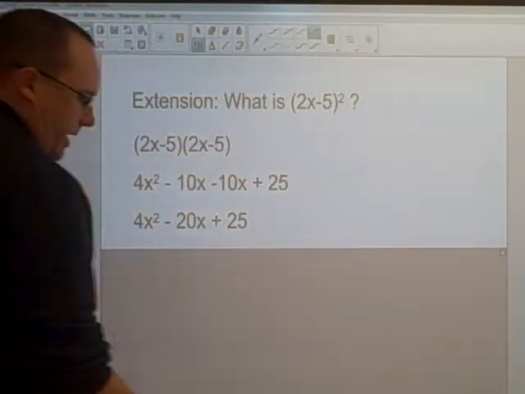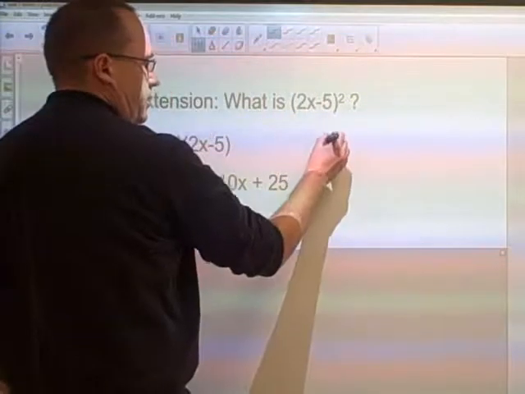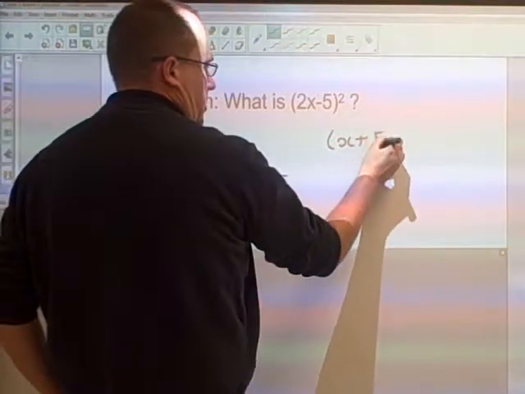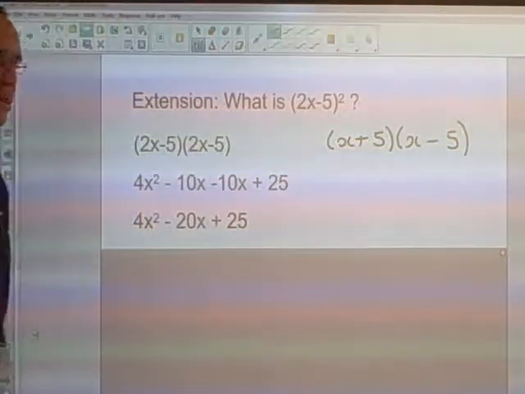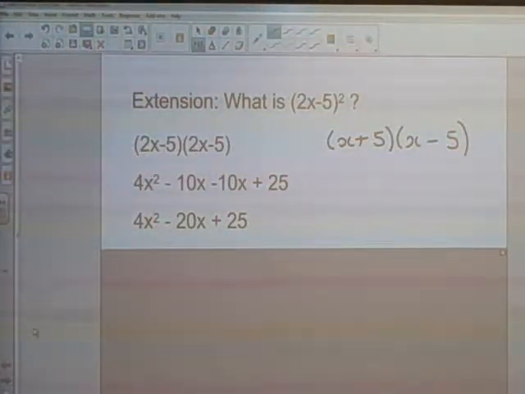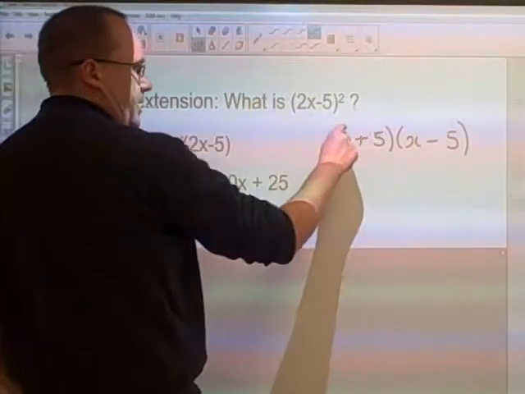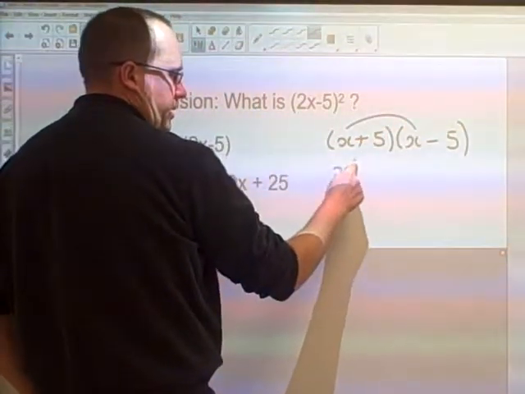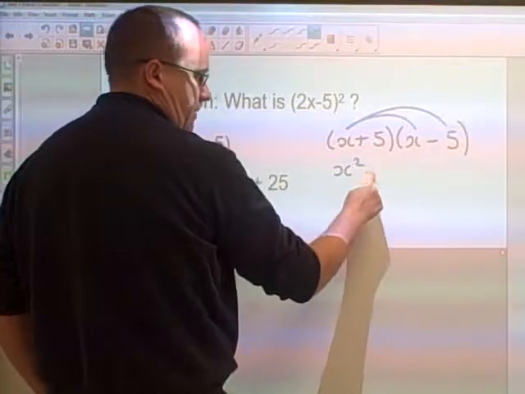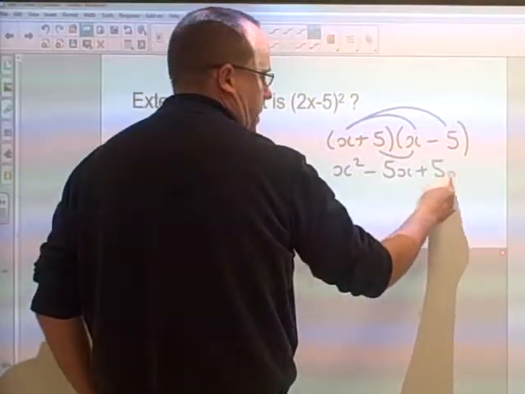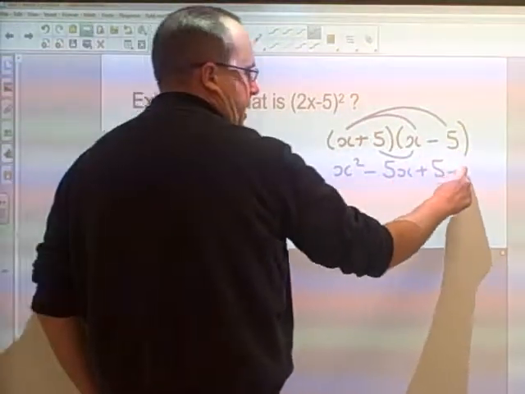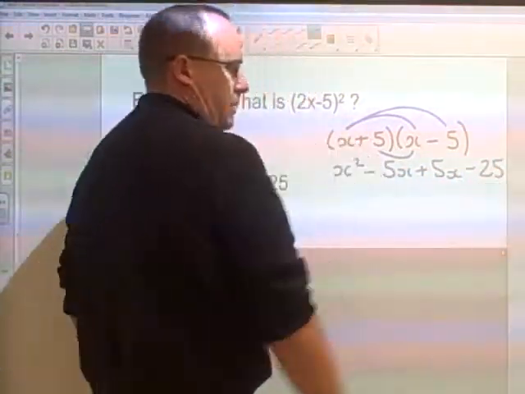Now I'm going to throw in one extra question as well. This is another special question that can be asked as well. So it's basically the same thing. The only difference is one of these is positive, one of these is negative. So if I was to do FOIL on this, x times x, x squared, x times negative 5, negative 5x, 5 times x, 5x, and 5 times negative 5 is negative 25.